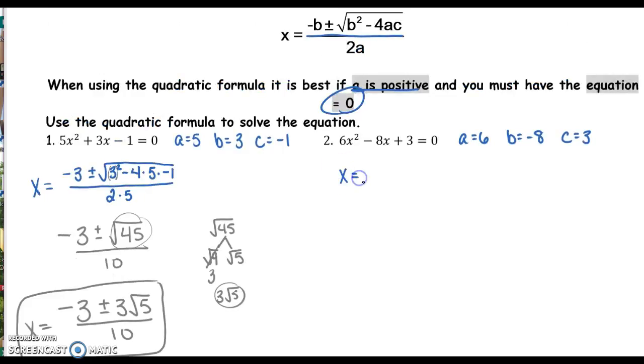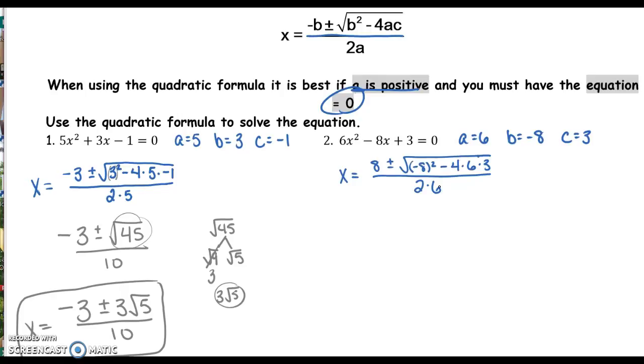x equals the opposite of b. Notice our b value is negative, so we're going to put in positive 8 plus or minus the square root of b squared. Because it's a negative 8, I'm definitely putting parentheses around it, minus 4 times our a value, 6, times our c value, 3, all over 2 times our a value of 6.